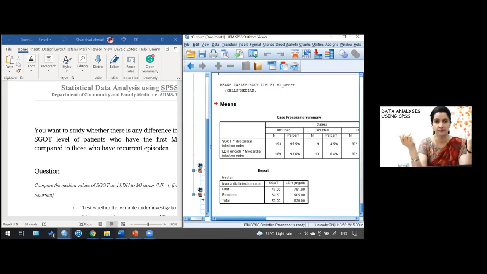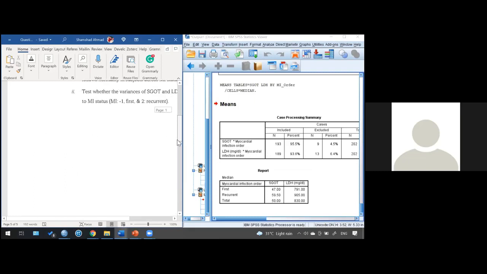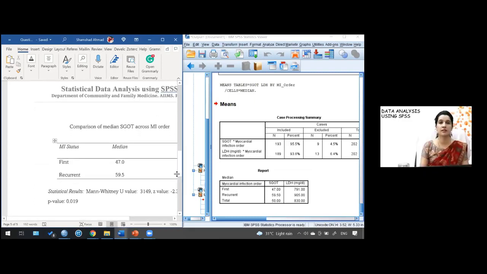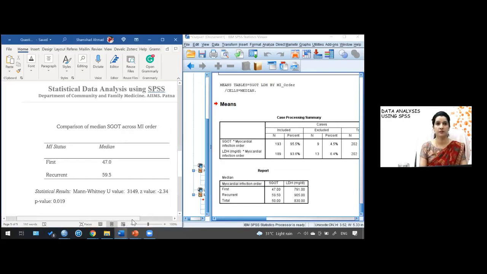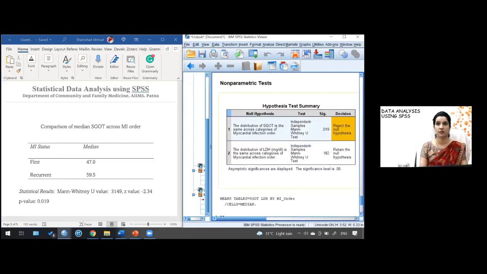Okay. So here you can see how to interpret this. So this is a table, and this is the first and the second order MI, the SGOT level. You can shift, you can see here. This is the 47 and 59, which is from this table. Statistics, where I have used that statistics, result Mann-Whitney U. So you come here, you double click on this.